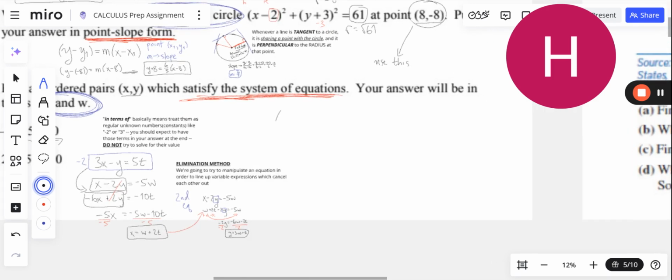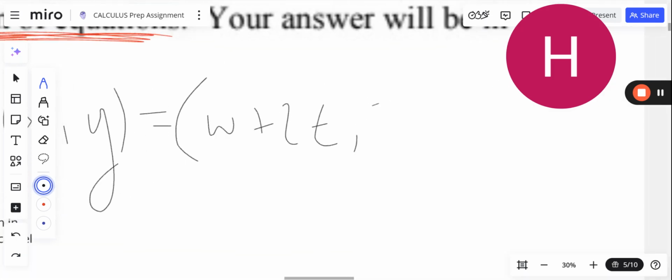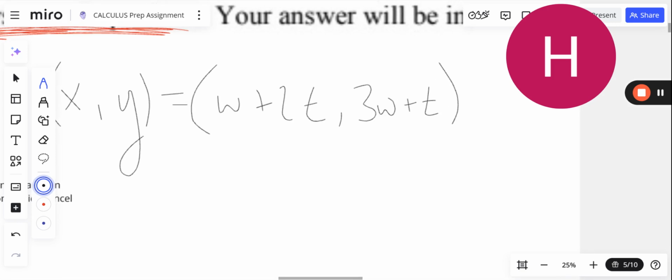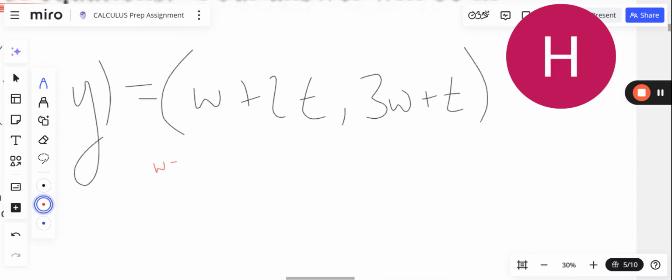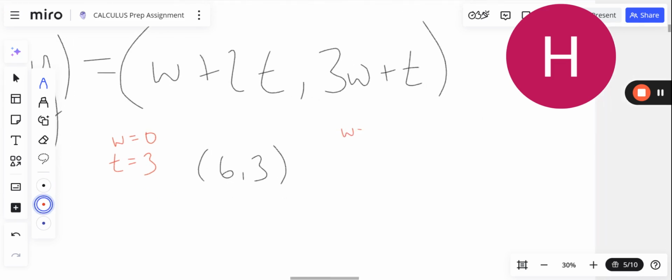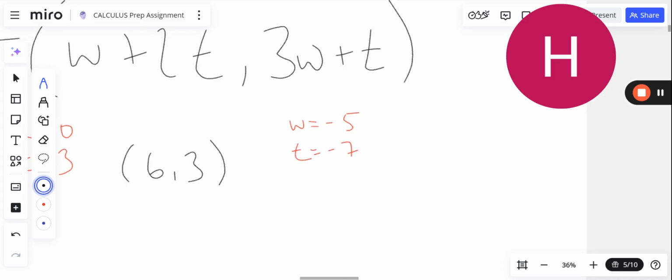So we say that x and y are equal to w plus 2t, 3w plus t. And what that means here is that you can pick any w and any t value that you like, and they would be solutions. For example, if we have w equals 0 and t equals 3 or something, you just pick random numbers. This should work. That means that 0 plus 6, comma 0 plus 3, that would be a solution. Or if you want w to be -5 and t to be -7, that would give you another different solution.